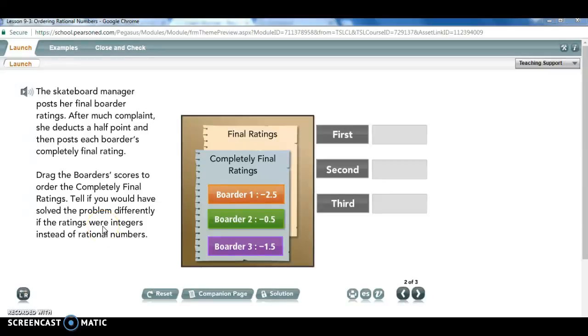We are now in lesson 9-3. We're going to be ordering rational numbers. We'll start off with the launch problem, try your hardest, and then we'll move on from there.